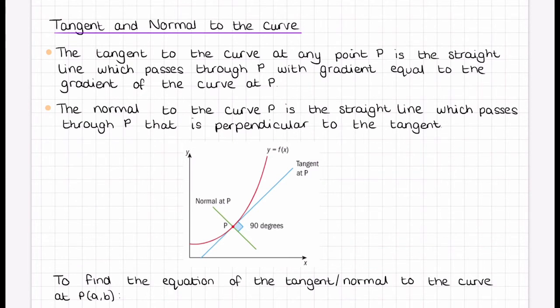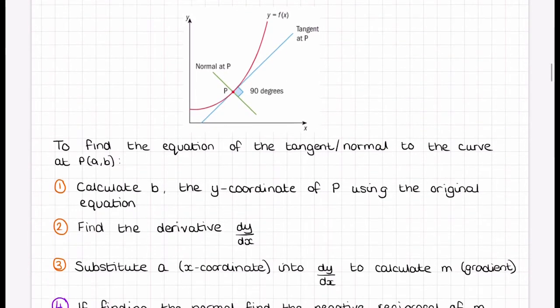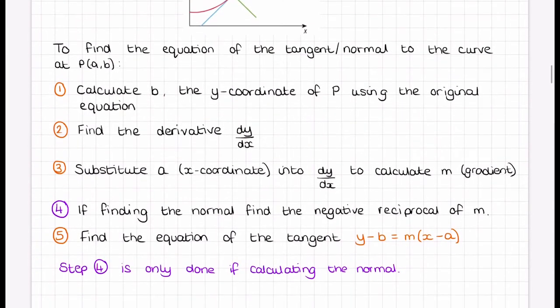So to find the equation of the tangent or normal to the curve at a certain point, which we're going to call (a, b), there are some steps for you to follow. So the first step, calculate b. If you don't know the y coordinate of your x value, then you need to calculate that first using your original equation. Step 2, find the derivative of the function. Step 3, substitute your a value, the x coordinate, into the derivative, as this will calculate your gradient.